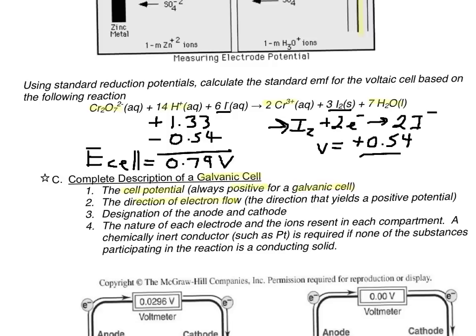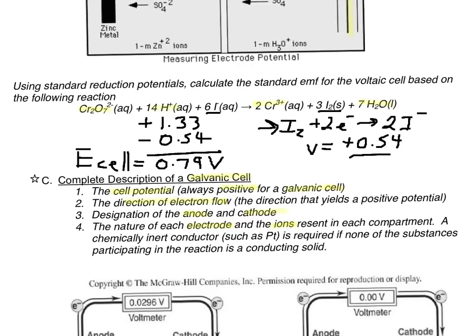They will ask you to find the direction of electron flow. It always goes from anode to cathode. They will ask you to figure out which one's the anode and which one's the cathode. The anode's where oxidation happens, the cathode's where reduction happens. They will ask you to identify the electrodes, what they're made of. They will ask you to identify what ions are present in your solutions. And they also may ask you the direction that the ions move.